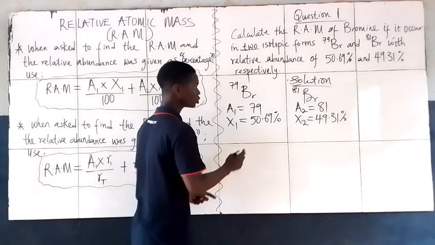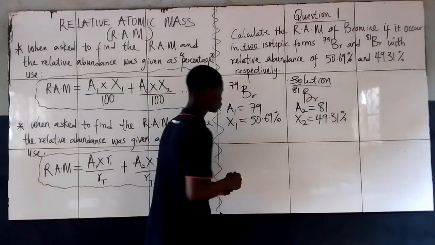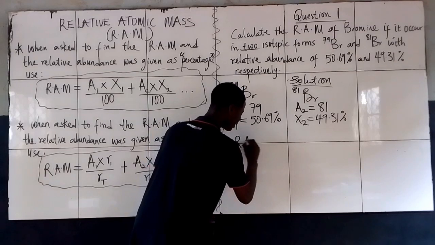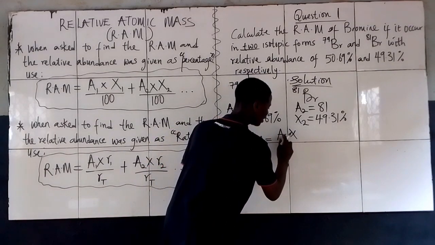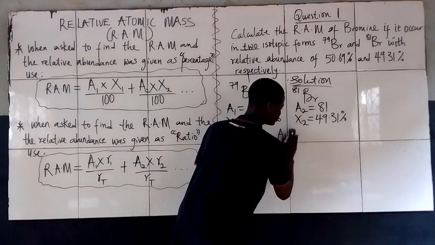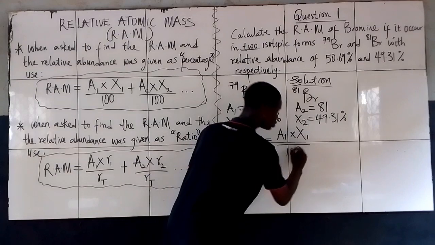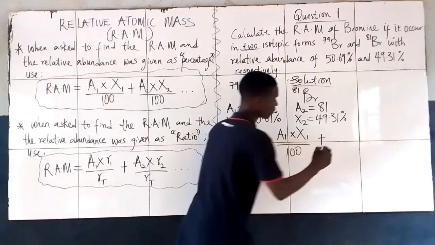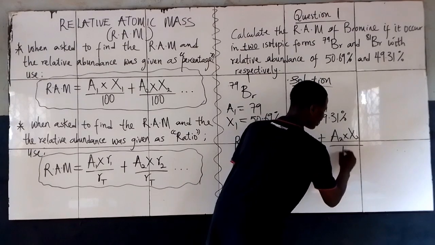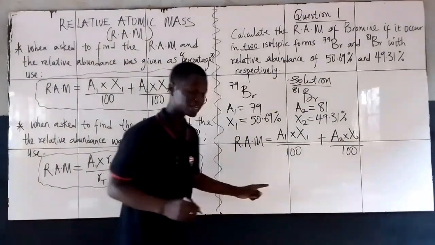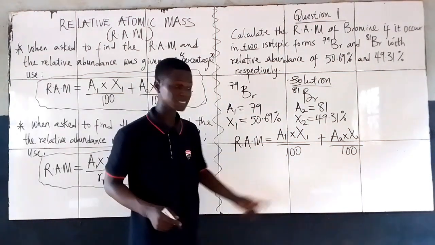What you now need to write, because you have analyzed all the isotopes, which are just what? 2 isotopes, just 2 isotopes. You now write R.A.M is equals to A1 times X1 over 100 plus A2 times X2 over 100. Now we are here. What we simply have to do is to input all these values into this formula, then we can get our answer.